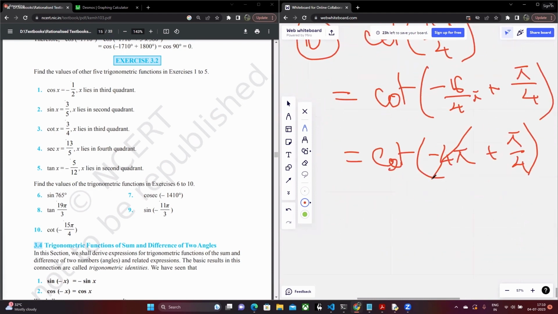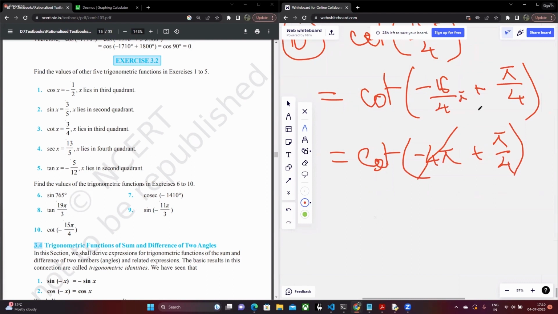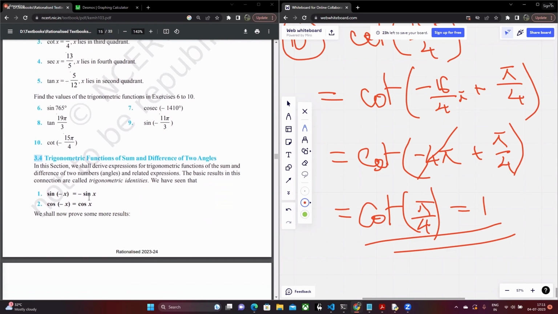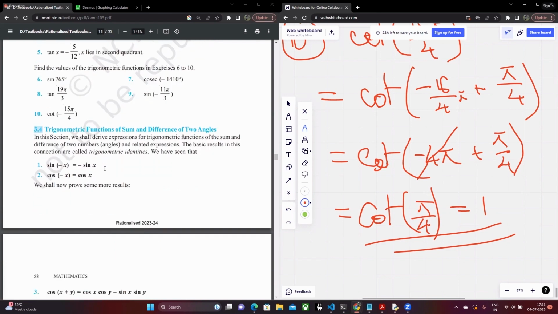Right? Since 4 pi is 2 complete revolutions, you can basically ignore it, because cosecant of 2 n pi plus theta is cosecant theta. Whatever of 2 n pi plus theta is whatever of theta. You can just remember that. If you have complete revolutions, you can basically ignore them, right? Which is cosecant of pi by 4, which is root 2, right? With that, we complete exercise 3.2. All right. Fine.